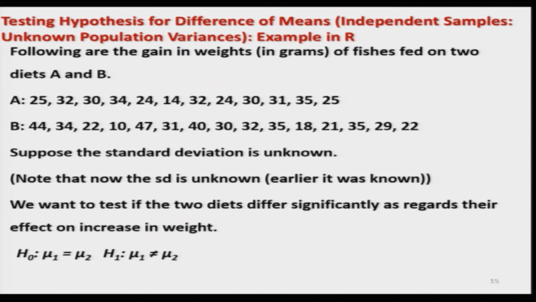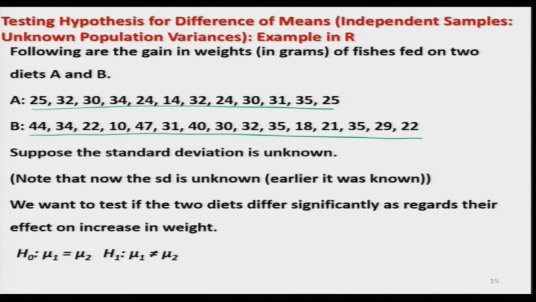Now, I try to take here the same example, and I try to show you how you can do it in the R console. So, we have the two samples in which we have obtained the data on the weights of the fish based on two diets A and B, and so this data is given here for the diet A, and the diet B is here like this, and these values are the gain in the weights of the fishes. So, they are given in grams.